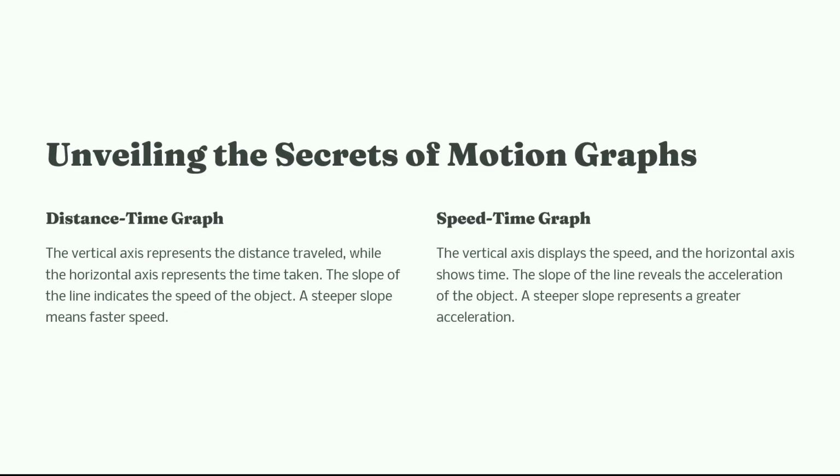Speed time graph. The vertical axis displays the speed, and the horizontal axis shows time. The slope of the line reveals the acceleration of the object. The steeper slope represents a greater acceleration.